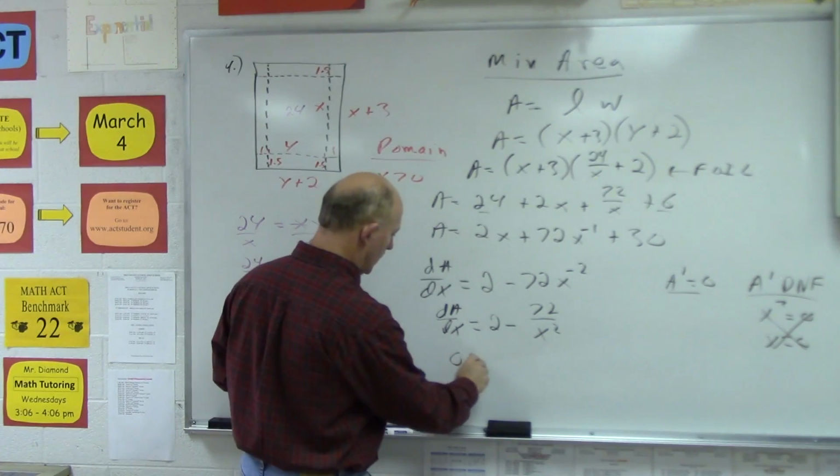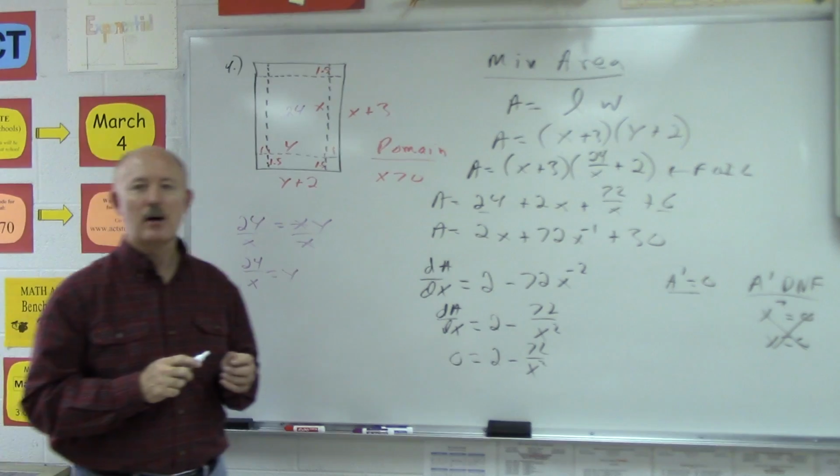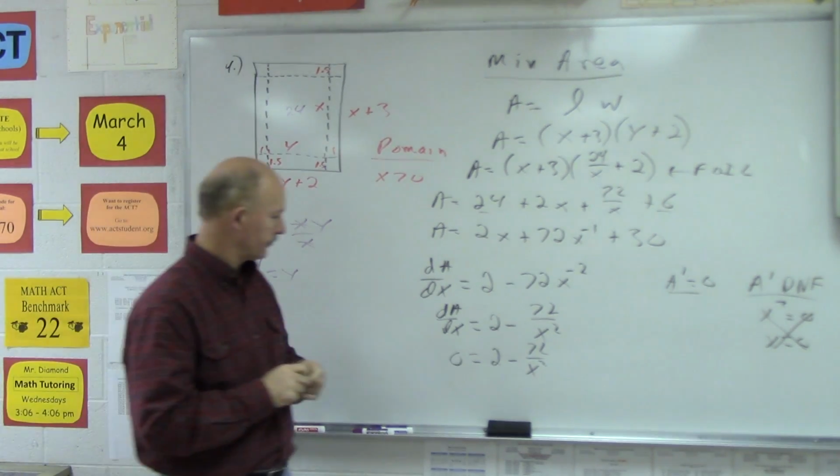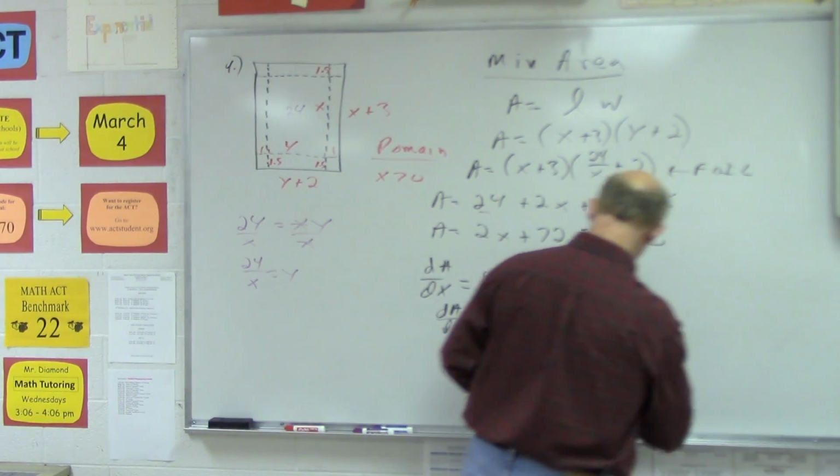So the derivative equals 0. So 0 equals 2 minus 72 over x squared. And let's solve this for x. Let's see what we get. Let's see, I'm going to come over here to do that. So let me erase this. All right.